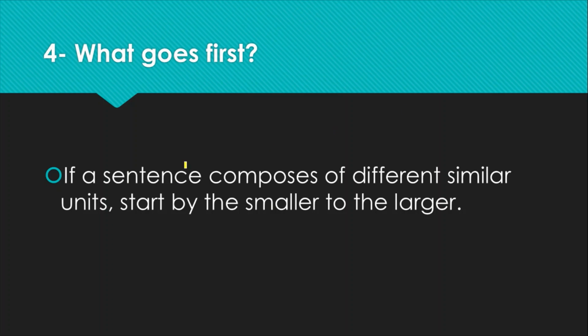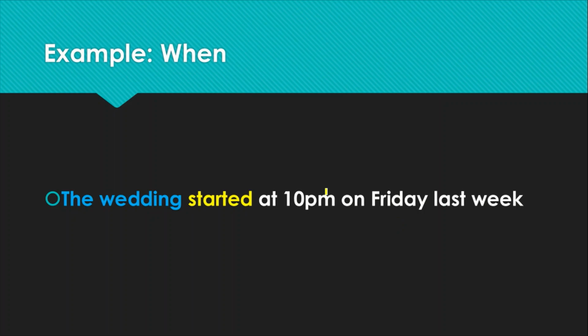Alright, what goes first? So, again, if a sentence is composed of different similar units, start from the smaller to the larger. Alright, this is just common sense. Sometimes we start from larger to smaller, sometimes from smaller to larger. When we are talking about a sentence, we start from smaller and then we go to the larger unit within the sentence. For example, we have the component when. Alright, this is a sentence which is composed of 3 aspects of the when. We have at 10 p.m., we have on Friday, and we have last week.